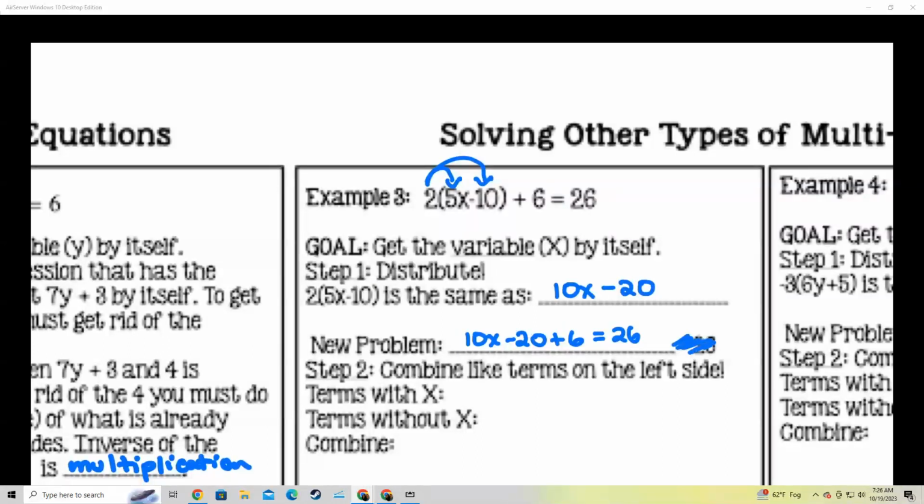And I'm just going to get rid of this. I don't like the way they wrote that. All I did was I distributed 10x minus 20. I added the 6 and then it's equal to 26. That's how I got this new equation there.